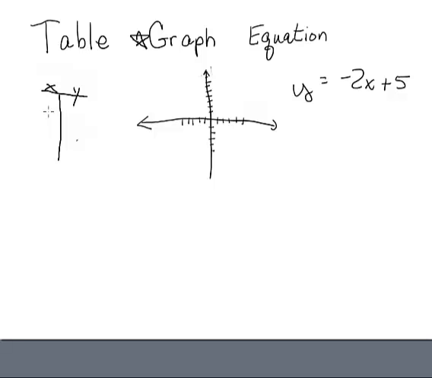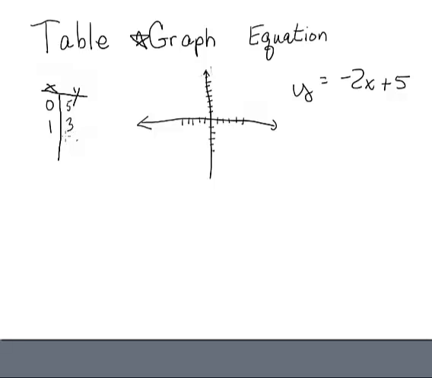Since we can look at it and tell it's linear, we know we only need 2 points to make a line. So I put 0 in for x. I get negative 2 times 0 is 0, plus 5 is 5. I can also put in 1 for x, and I take negative 2 times 1 is negative 2 plus 5 is 3.